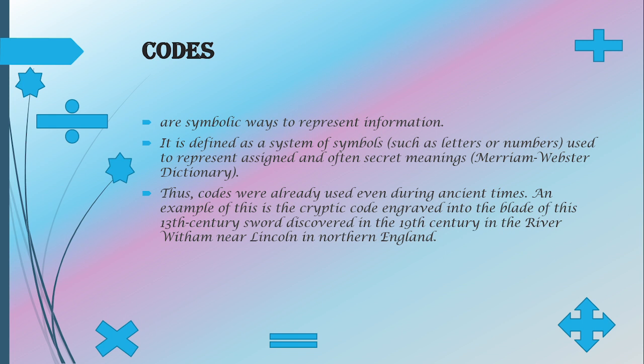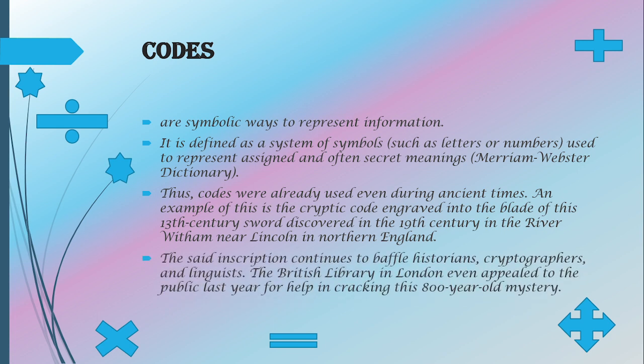An example of this is a cryptic code engraved into the blade of a 13th century sword discovered in the 19th century in the River Witham near Lincoln in northern England. The inscription continues to baffle historians, cryptographers, and linguists. The British Library in London even appealed to the public last year for help in cracking this 800-year-old mystery.